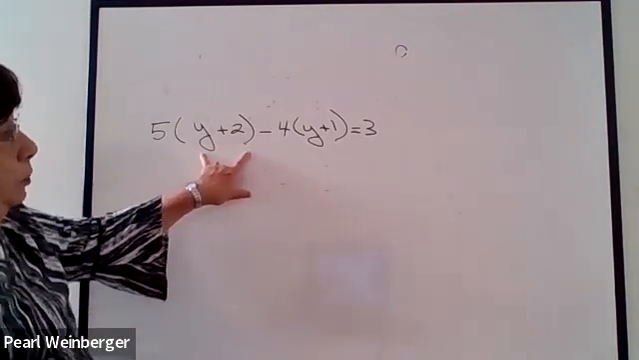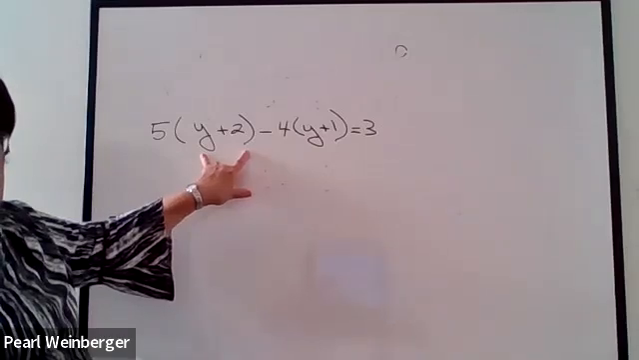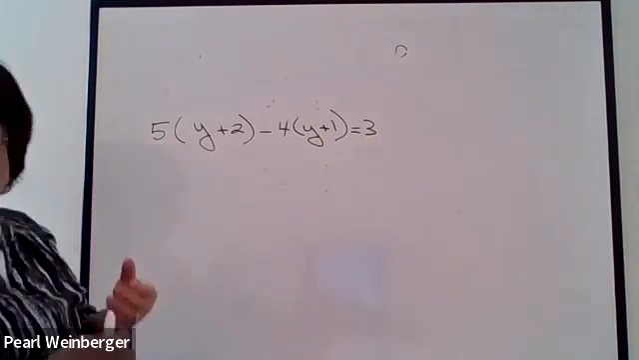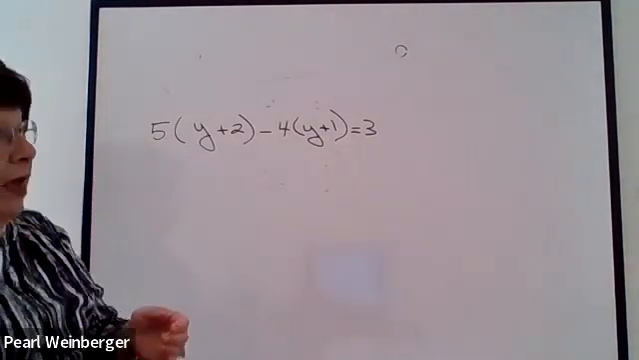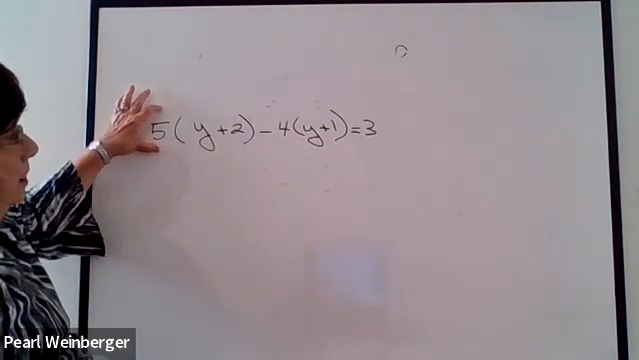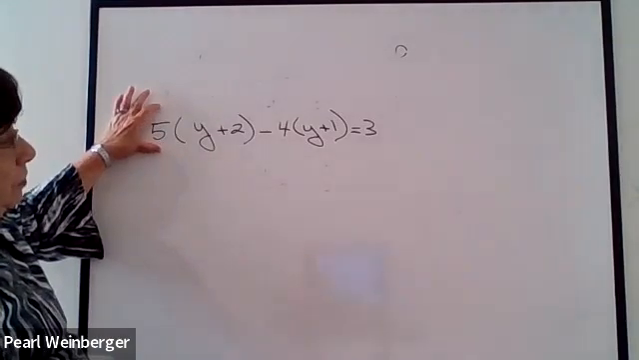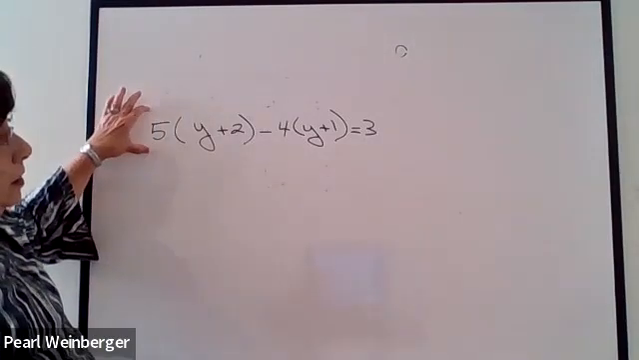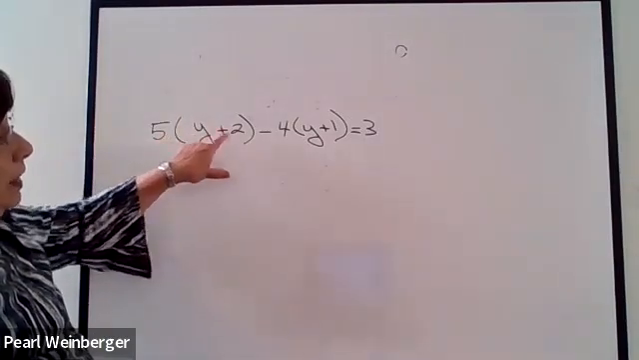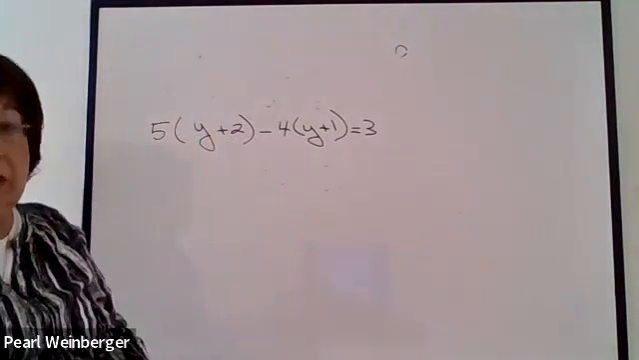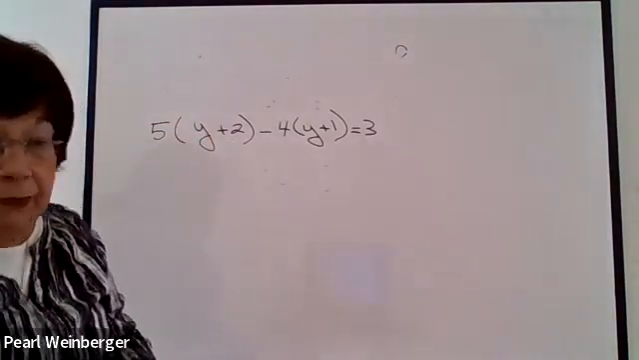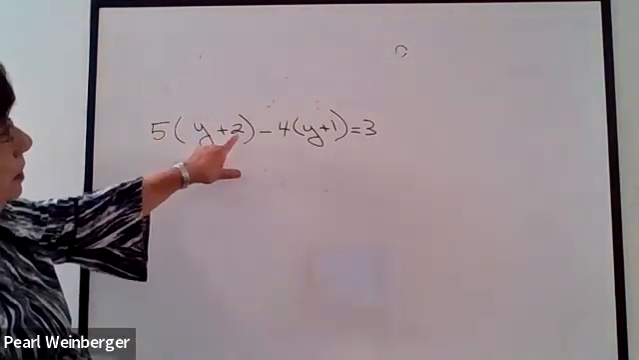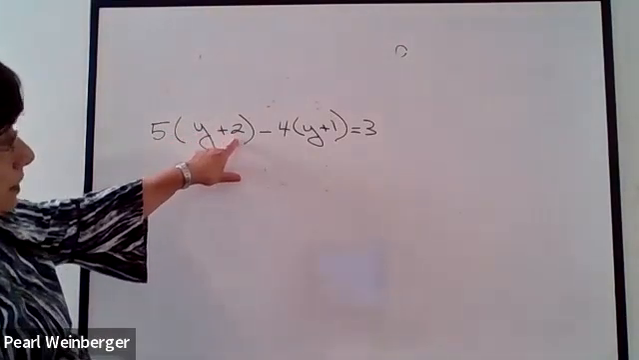So when we have parentheses in our equation, what we want to make sure is to get rid of those parentheses. And the way we do it is by taking the number that's immediately in front of the parentheses and multiplying it by everything inside the parentheses. It's called using the distributive property. We're going to distribute the number on the outside to each of the numbers on the inside.